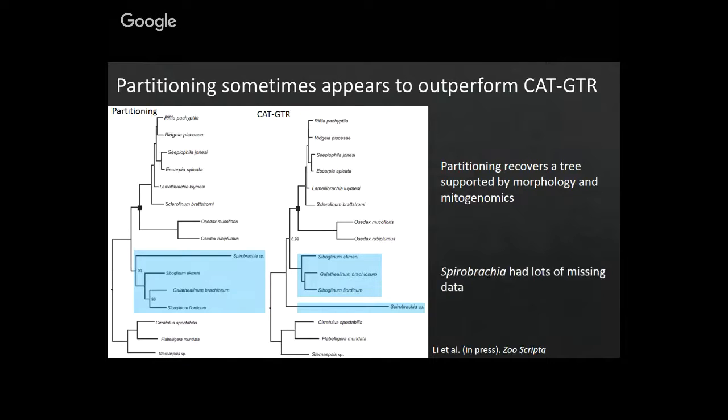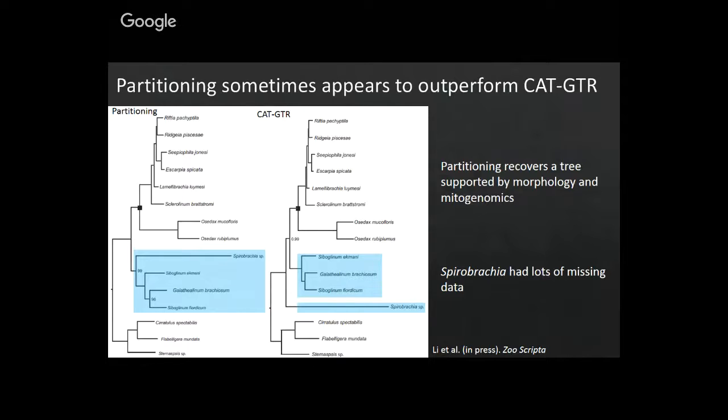I should point out here, and I think this is worth more study broadly about site-heterogeneous models, that Spirobrachia did have a fair amount of missing data. It does appear that when a single taxon or a group of closely related taxa have a high proportion of missing data compared to the rest of the taxa, that seems to be where CAT-GTR and partitioning disagree the most, and where the CAT models seem to do worse in terms of inferring relationships.